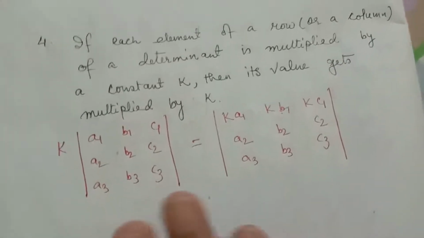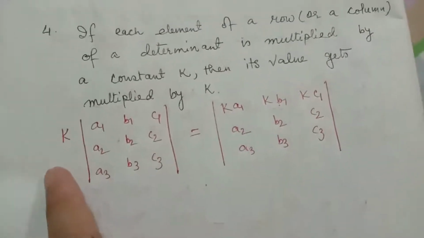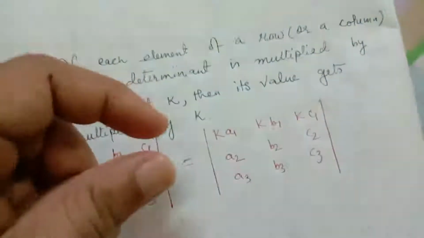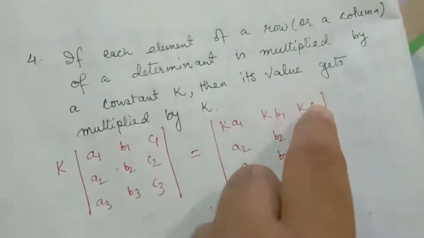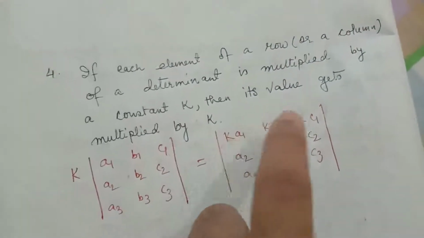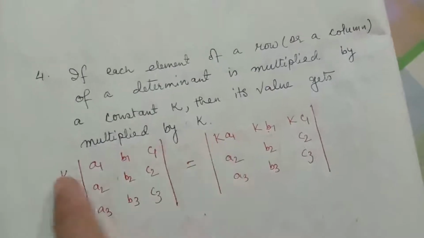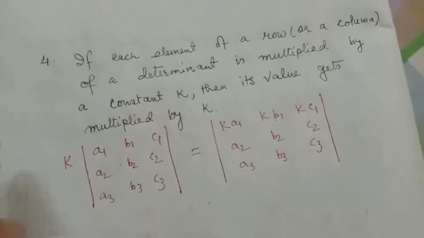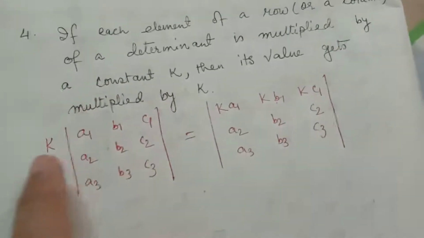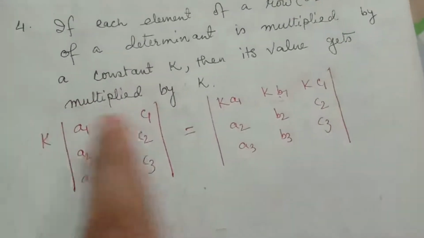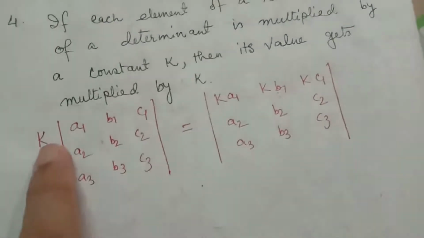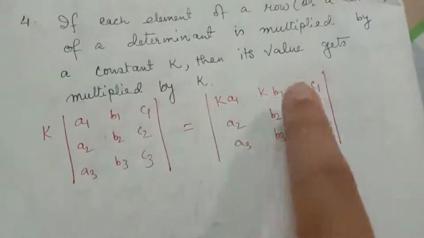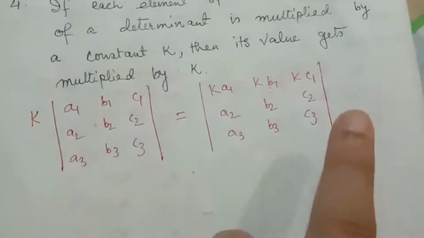This is multiplication of a determinant by a number. If we have to take common, we have to take common from any row or from any column. Here each element of first row is a multiple of k, so we can take k common like this. We have taken common, k has come outside, and this becomes a1, b1, c1. And in converse, if we want to multiply a determinant by a constant, we have to multiply any row or any column by the constant. Here we have multiplied the elements of first row by the constant k. Other two rows will be unchanged.